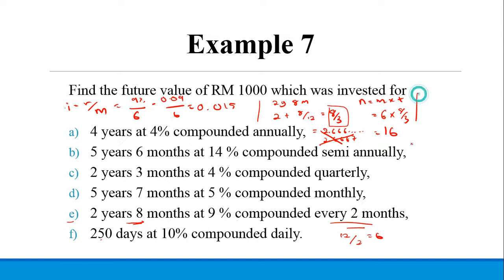And of course, at the end, S equals P(1 plus I) to the power of N. S equals P, which is 1000, times 1 plus I, which is 0.015, to the power of 16.